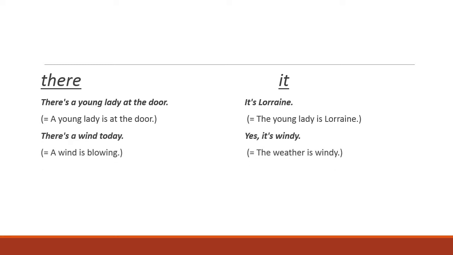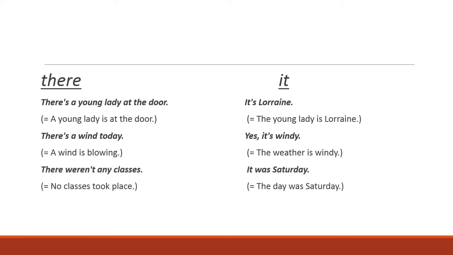There's a wind today. That means a wind is blowing. But when we say it's windy, that means the weather is windy. It's not something, but it's the weather, a definite sense. There weren't any classes. That means no classes took place. But when we say it was Saturday, that means the day was Saturday. So it is used in a definite sense, and there is indefinite in nature.